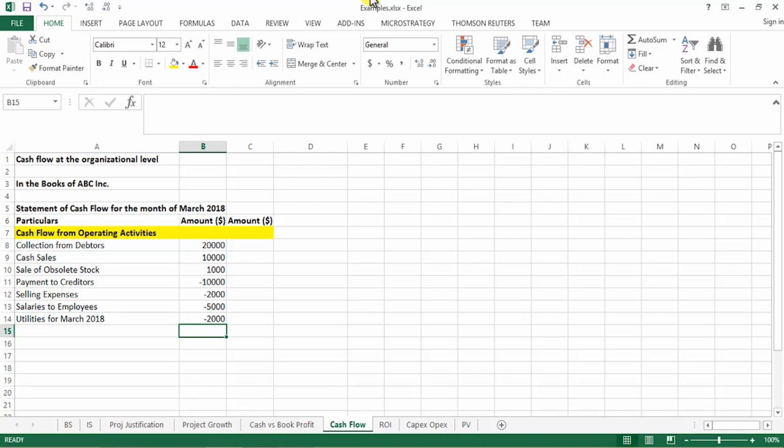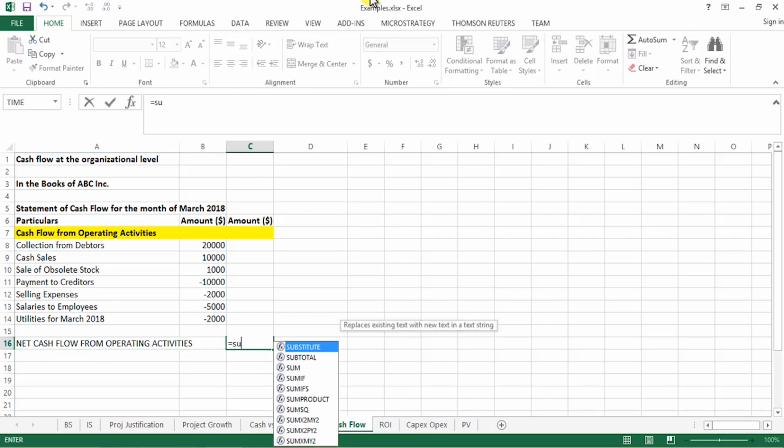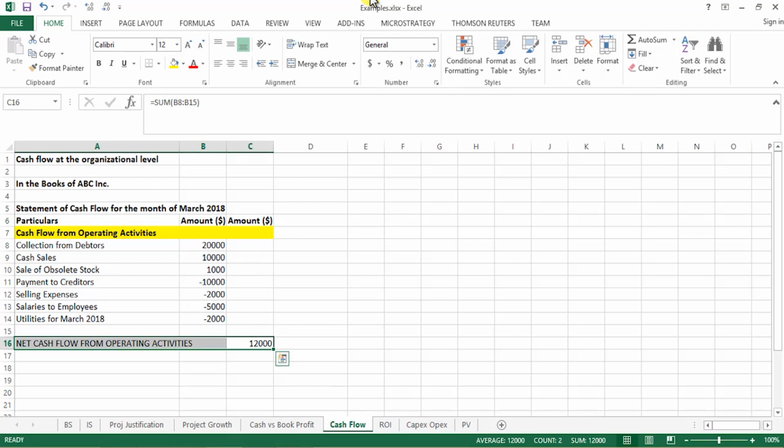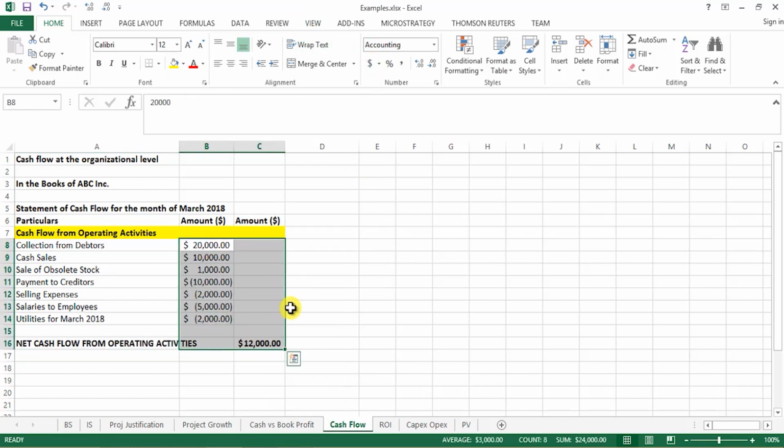Okay, so that was good enough, and this total gives us the net cash flow from operating activities for March 2018. Here you just use the summation formula for the entire amount, and you have a positive cash flow of $12,000 for the month of March from your operating activities only. This is all with regard to operating activities only, right?